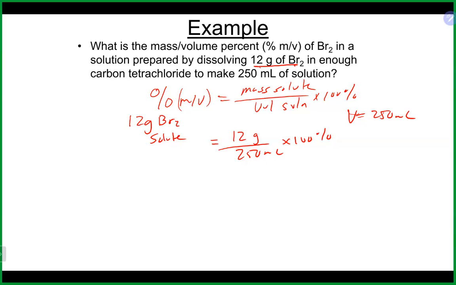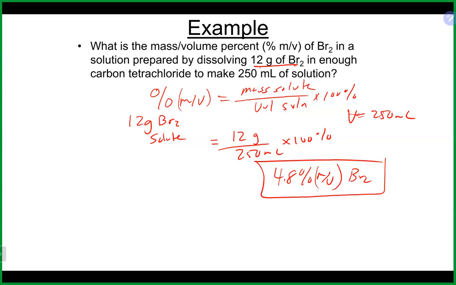Let me try that again. There we go. 4.8% will work. So 4.8% mass to volume of our Br2 solution here. The answer, again, is usually given as a percentage, since we're looking for our mass to volume percent. First off, any questions on the calculation?